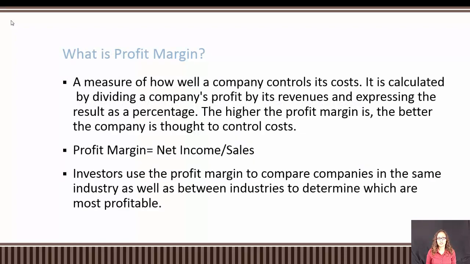What is profit margin? Profit margin is defined as a measure of how well a company controls its cost. It is calculated by dividing a company's profit by its revenues and expressing the result as a percentage. The higher the profit margin is, the better the company is thought to control costs. The formula for profit margin is net income divided by sales. Investors use profit margin to compare companies in the same industry as well as between industries to determine which are most profitable.